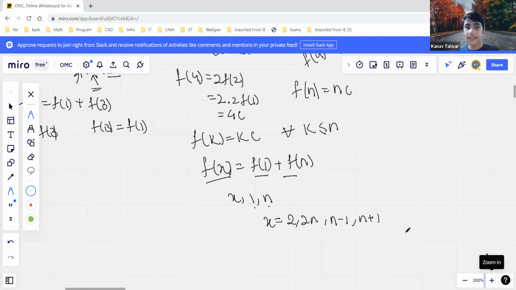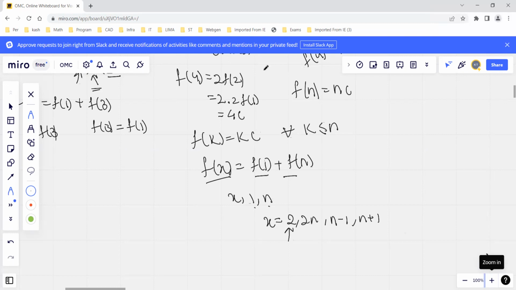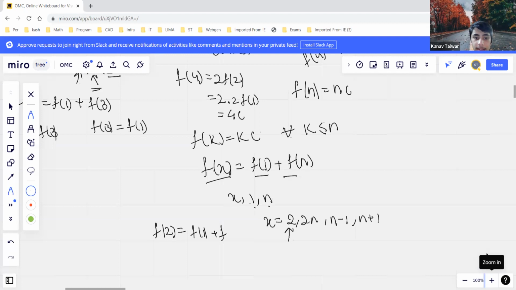We want x to be n plus 1, right? Just because we want f of n plus 1 to be equal to n plus 1 times c. Hopefully. So can x be 2? No, because of injectivity. If f of 2 is equal to f of 1 plus f of n, just because this is equal to twice f of 1, we have that f of 1 is equal to f of n, which contradicts injectivity. So we ruled out 2, and similarly we can rule out n, just because f of 2n is equal to twice f of n.